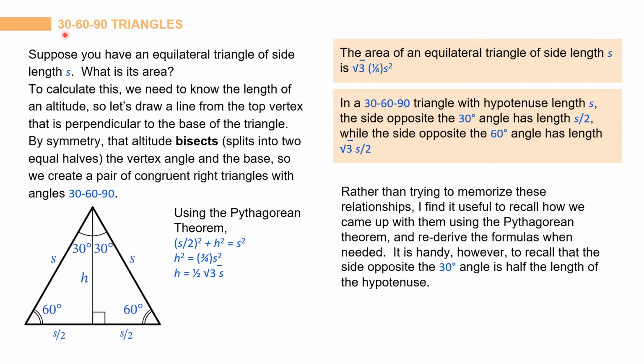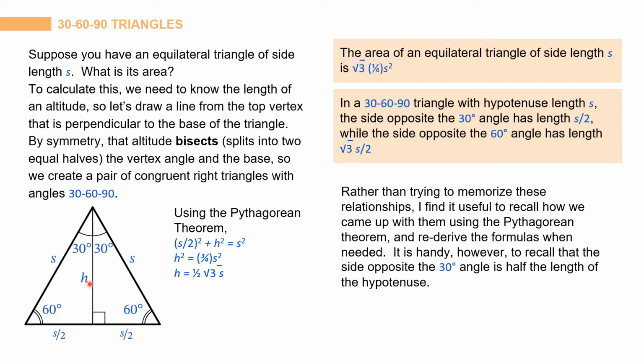So now let's talk about 30-60-90 triangles. These are right-angled triangles. So one of their measures is 90 and the others are 30 degrees and 60 degrees. Suppose you have an equilateral triangle of side length s, as shown here. What is its area? Well, the first step in calculating this is we draw the altitude. It has length h. We know that the area of this triangle is going to be the length of the base, which is s, times 1/2 times h, but we need to find out what h is.